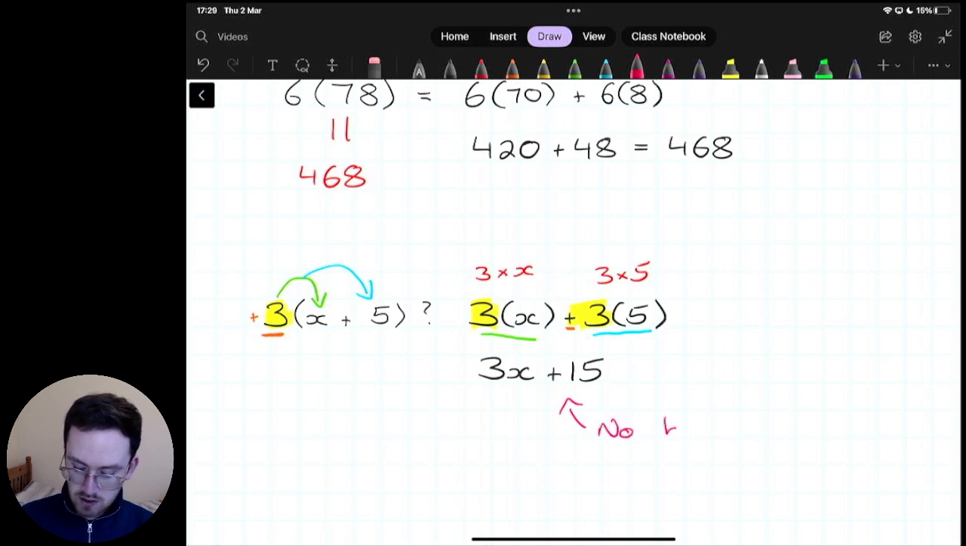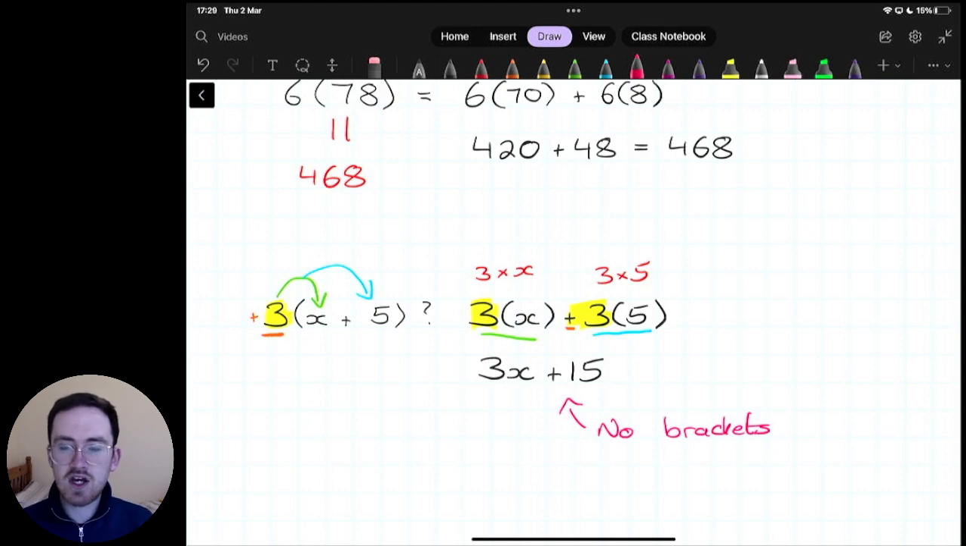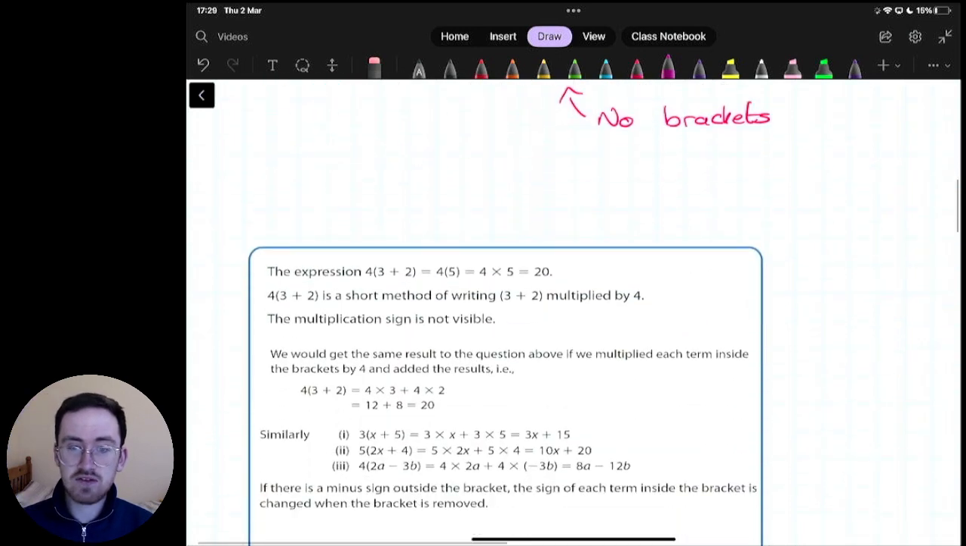no brackets. And what were we aiming to do at the start? We were trying to remove the brackets. So we've gotten rid of them. By doing this, by this multiplying across, we've gotten rid of the brackets altogether. So this is a really, really key step, and it's something to be really, really clear on and to make sure that you're able to kind of replicate for yourself.